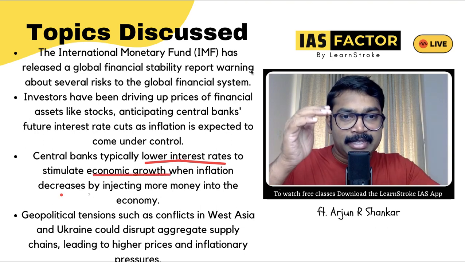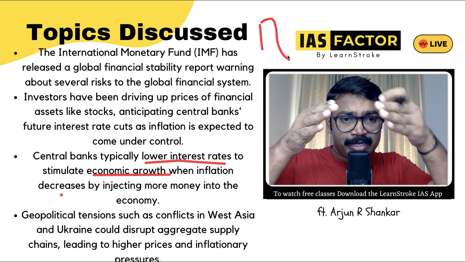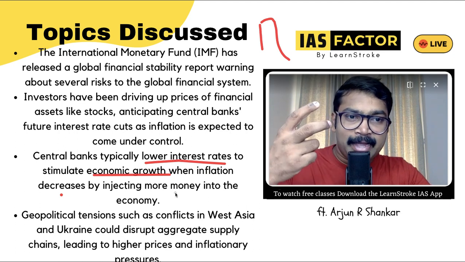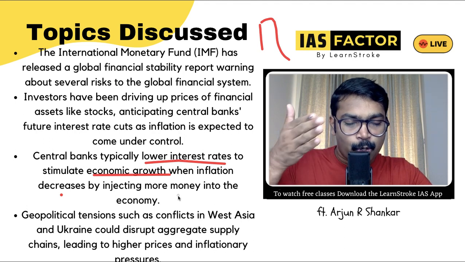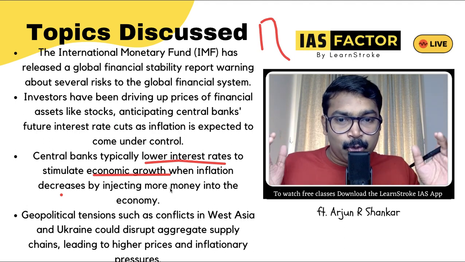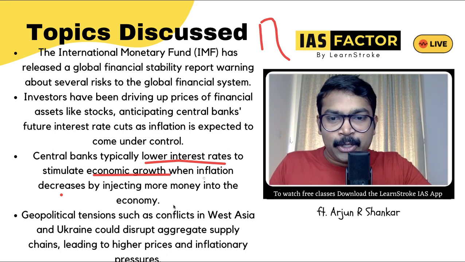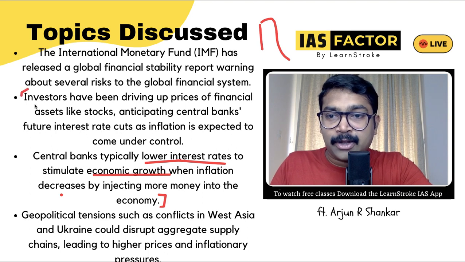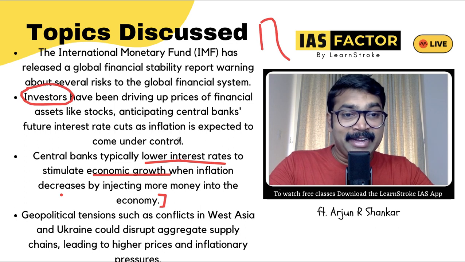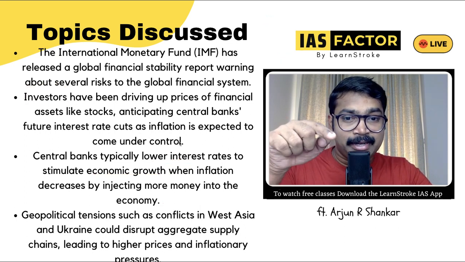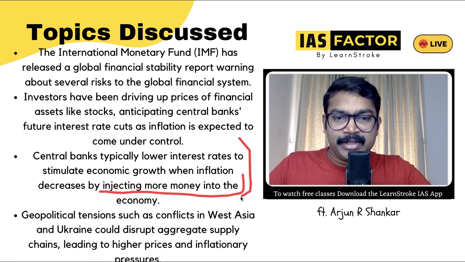So you see that the inflation is slowly decreasing. When inflation is decreasing, central banks like the RBI or any other central bank will lower the interest rate. Why? To inject more money. They will lower the interest rate, which means they'll inject more money into the economy. A lot of investors across the world are expecting this. So this is one thing the report says. When inflation comes down, the central bank will lower the interest rate, and this will inject more money into the economy. This is what even the RBI does.